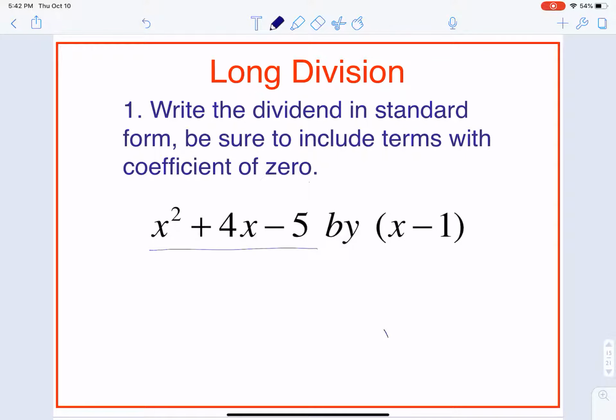So if I had something, for example, x to the 5th plus 2x squared plus 7, and I was trying to divide this by x minus 1, when I write it in standard form to include terms that have a coefficient of 0, I would write x to the 5th plus 0x to the 4th plus 0x cubed plus 2x squared plus 0x plus 7. So in order to divide here, I need sort of a placeholder for all of those values. That isn't the case for this problem that we're doing right here, but that's just something that I would like you to be aware of.